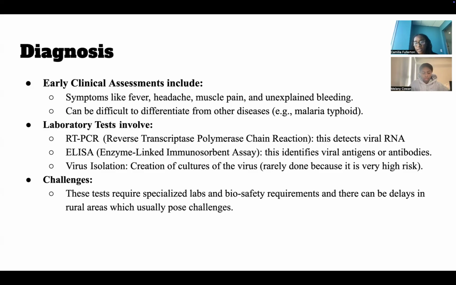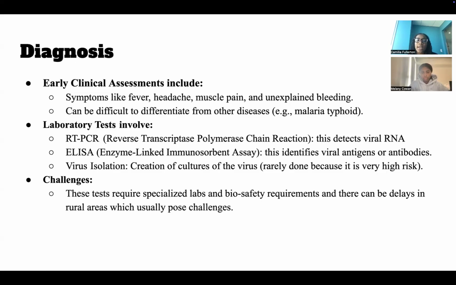However, this is rarely done because it can be very high risk to the people making the cultures. And you don't want to start an outbreak in the laboratory that you need for testing whether there's an outbreak overall. Some challenges are that these tests require special labs and biosafety requirements, and there can be delays in rural areas, which usually pose challenges.